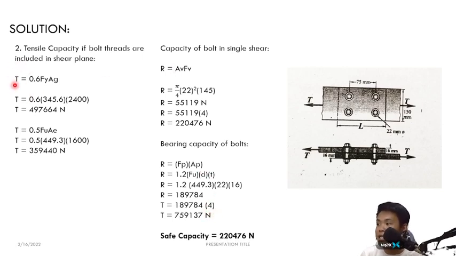So, kung mapapansin nyo, the same lang din yung method and yung nakuha natin. So, pagdating lang dito sa capacity of bolt in single shear, pinalitan lang natin yung Fv ng 145. So, makakuha tayo ng 220,476 Newton. So, katulad lang din sa pag-solve. So, since mas mababa yung capacity ng bolt in single shear, yun yung gagamitin natin and siya yung magiging ating safe capacity. So, makakonsider natin siya na safe capacity.